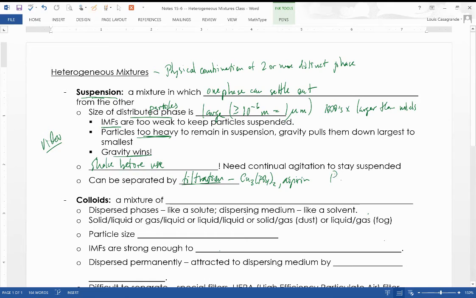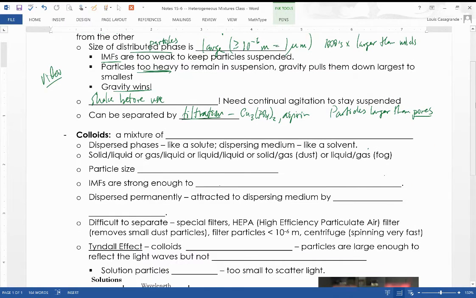The particles are larger than the pores or the holes in the filter paper. So suspensions are one kind of heterogeneous mixture, but they are by far not the most interesting kind. The most interesting kind is something called a colloid.